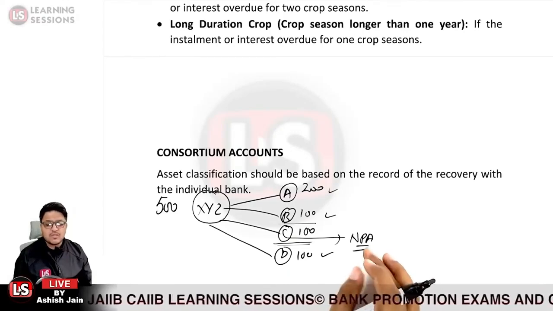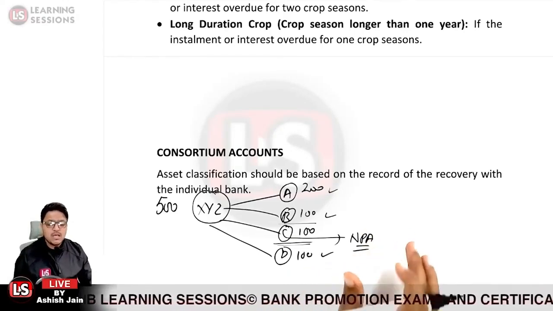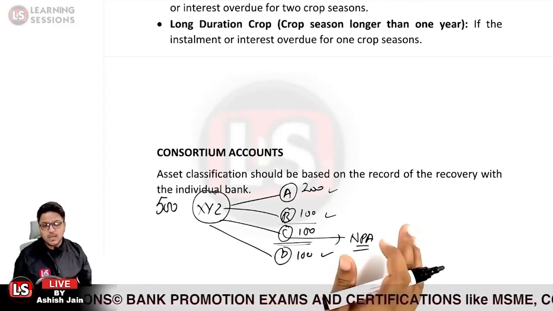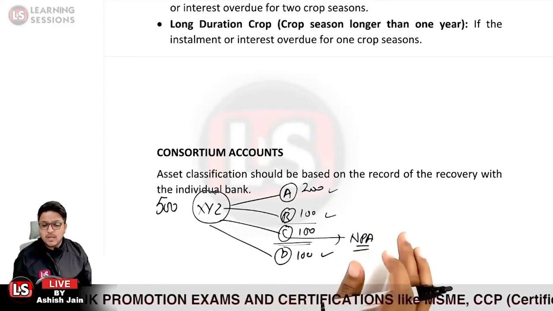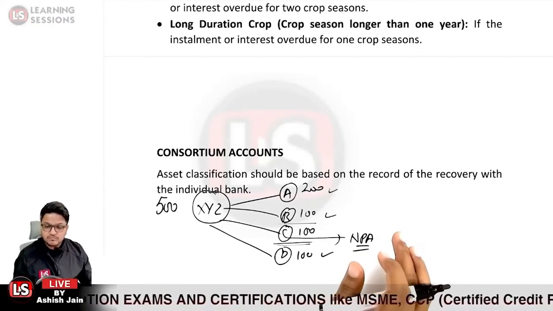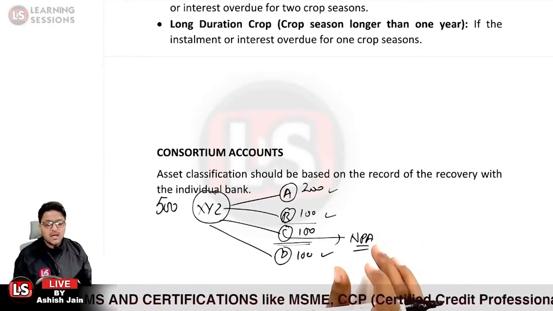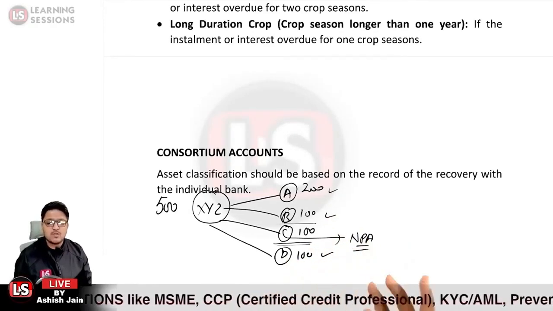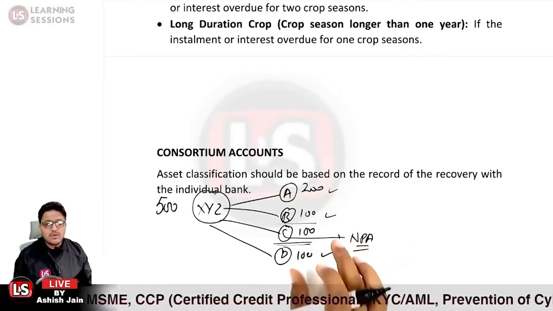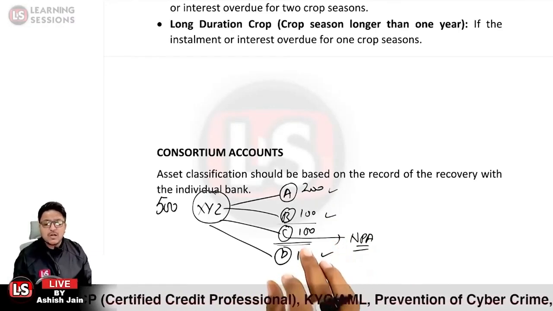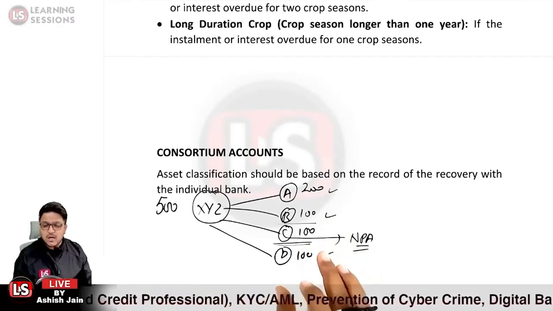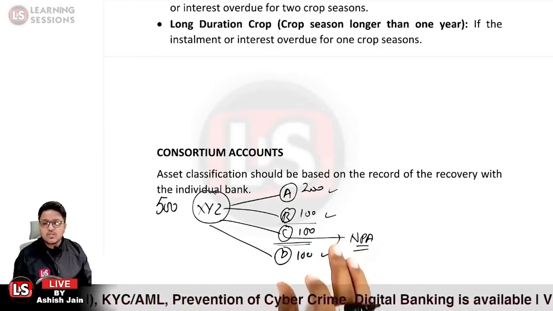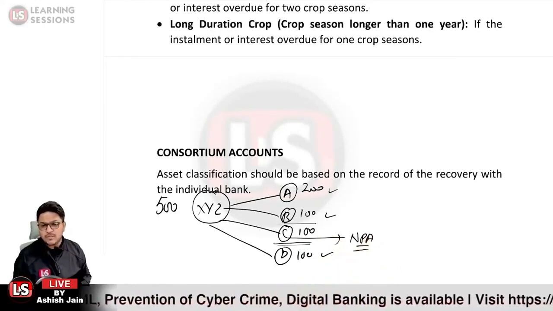Now the asset classification in the case of a consortium account is based upon the record of recovery with the individual bank. So if there is a recovery made by banks A, B, D and their status is regular, it means their loan is standard. But if there is no recovery, or only a partial recovery, in the case of bank C, and the loan account turns out to be NPA, the classification will be based upon the individual bank.